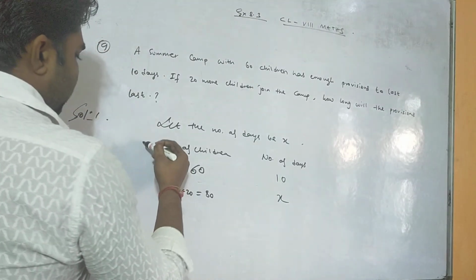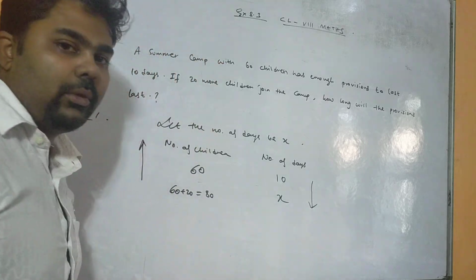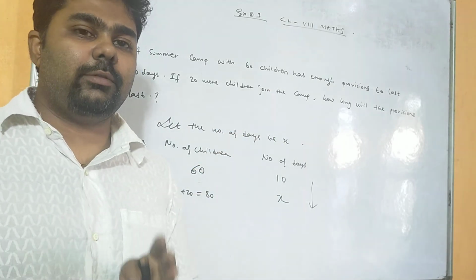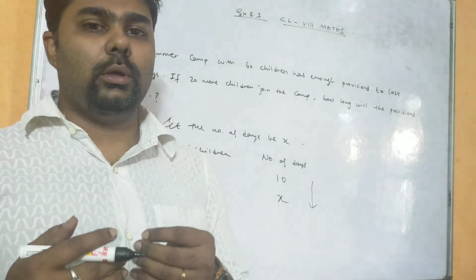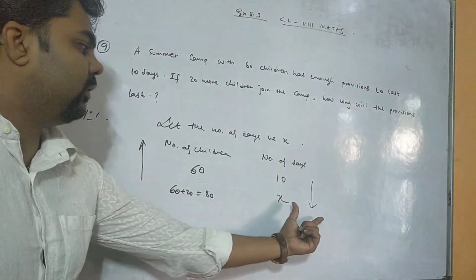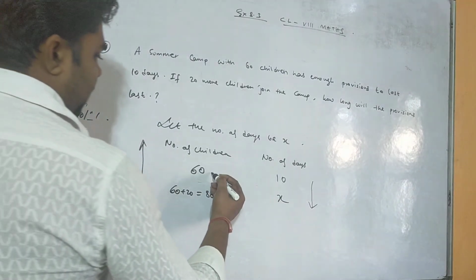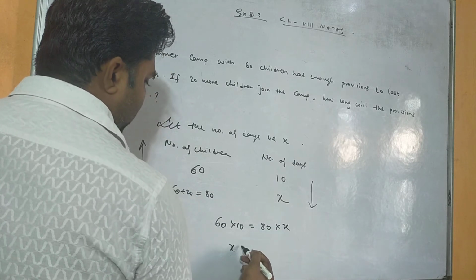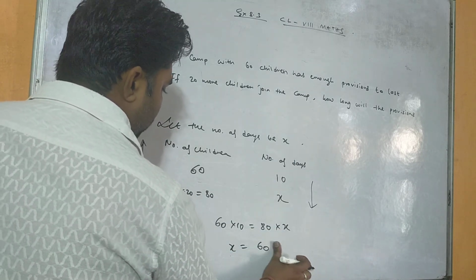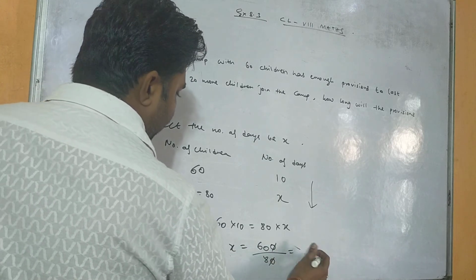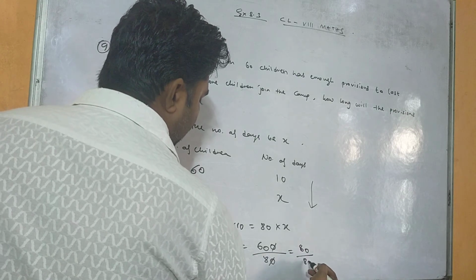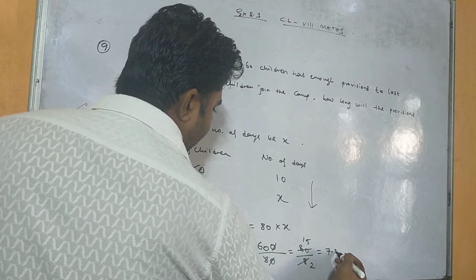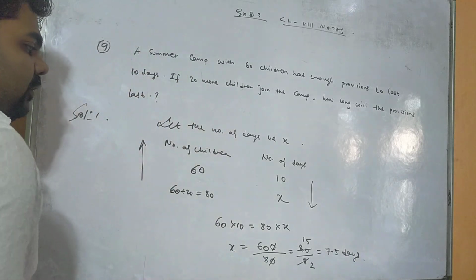Now you see, when children increase, provisions will finish fast, right? So if more children join this camp, the number of days will decrease. Similarly, if fewer children are there, then the necessary items will last for long. As this is an inverse proportion or inverse variation, we will multiply directly. That is 60 into 10 equals 80 into x, or x equals 60 into 10, that is 600 divided by 80. 0, 0 got cancelled. So 60 by 8, or 15 by 2, means 7.5. That means 7.5 days.